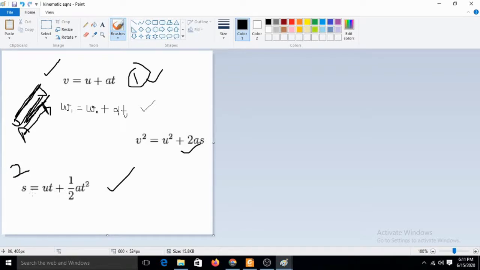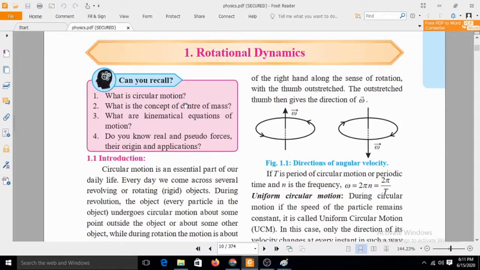The second one is displacement s equals ut plus half at square, that is, the product of initial velocity and time plus half of acceleration times the square of time. And this is the third one: v square is equal to u square plus 2as. So these kinematic equations you have to remember.